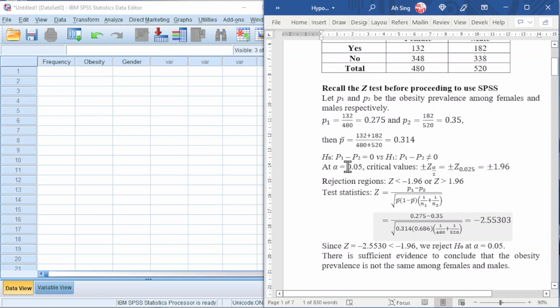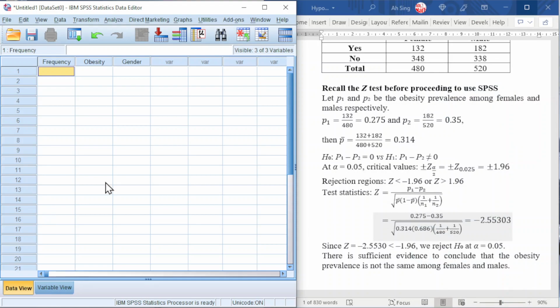At alpha equal to 0.05, we should take alpha over 2 since this is a two-tailed test, and the critical value is supposed to be plus minus 1.96. To obtain the critical value, we can make use of SPSS or the standard normal table. Let's make use of SPSS since we have SPSS here. Make sure the data view is not empty, otherwise we are not able to obtain the result.